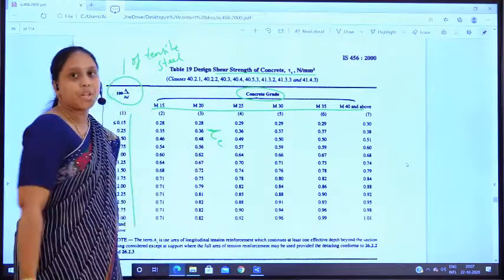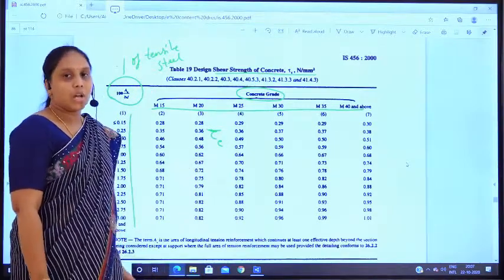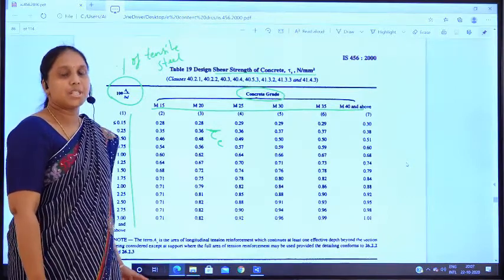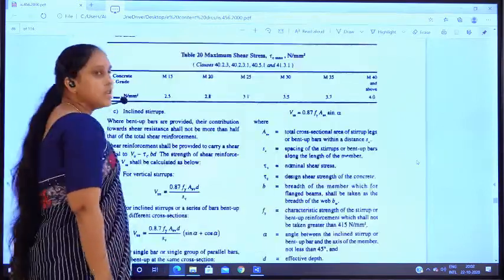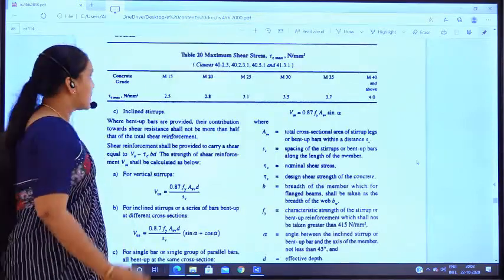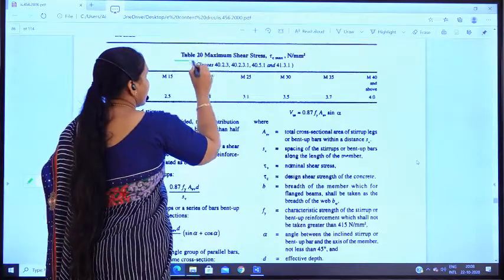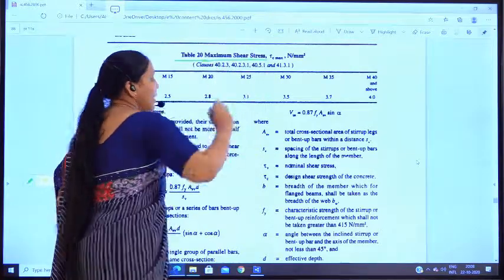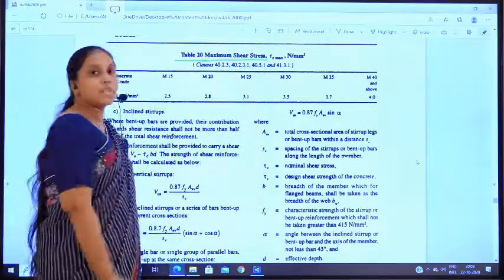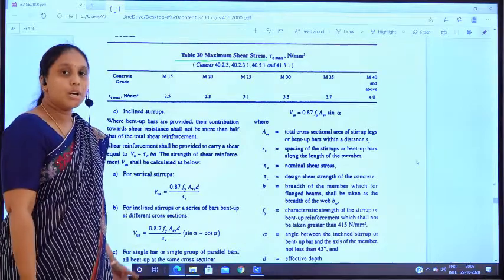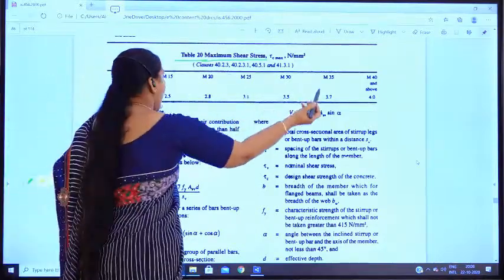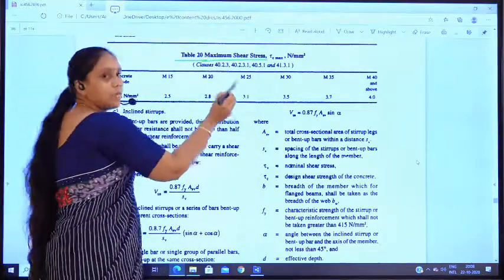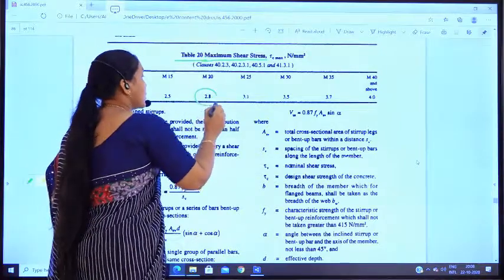After calculating the tau c value, the next step is to calculate the maximum shear stress, that is tau c max. The tau c max is taken from Table 20. The tau c max value depends upon the grade of the concrete, so for different grades of concrete we have the tau c max values here. Based on the grade of concrete, from Table 20 we have to choose the tau c max value.